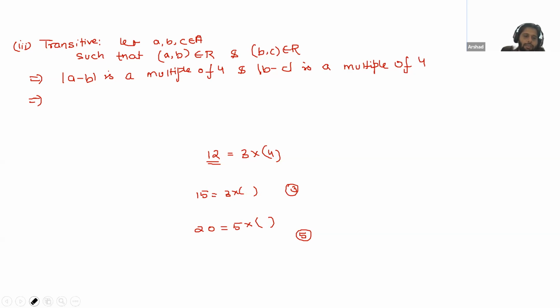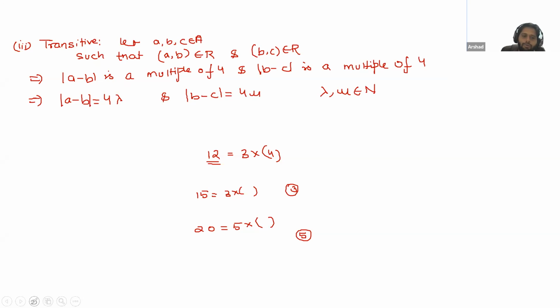We are saying that A minus B, yes, that's correct, Abdul. Very good, Abdul. So we can say that A minus B is equal to 4 lambda. And here we can say B minus C is equal to 4 nu. Okay. What are lambda and nu in this case? Lambda and nu belong to the natural numbers.